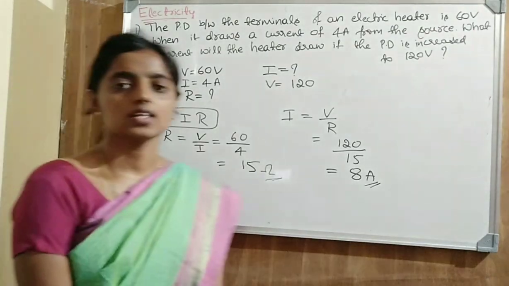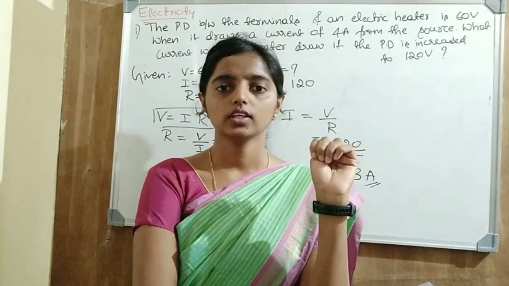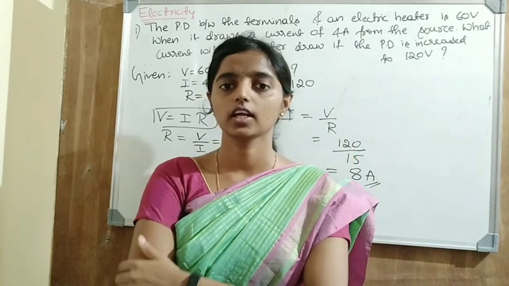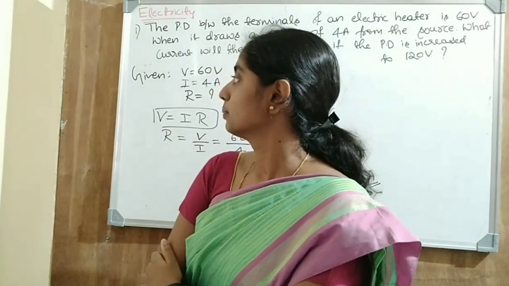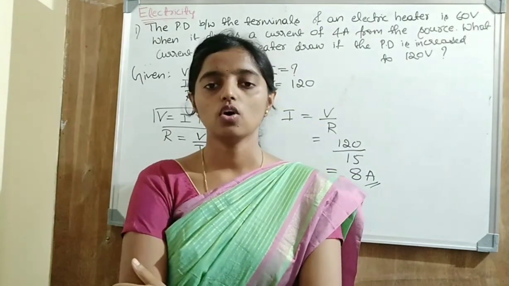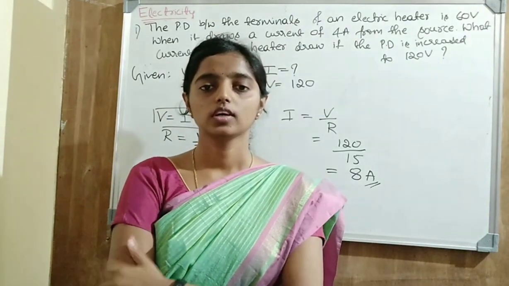In today's class, what are the things we covered? We learned what an electric circuit is and the different elements which we use in a circuit diagram. And the next one is we mainly learned about Ohm's law and a few problems. In the next class, we'll see about resistance.